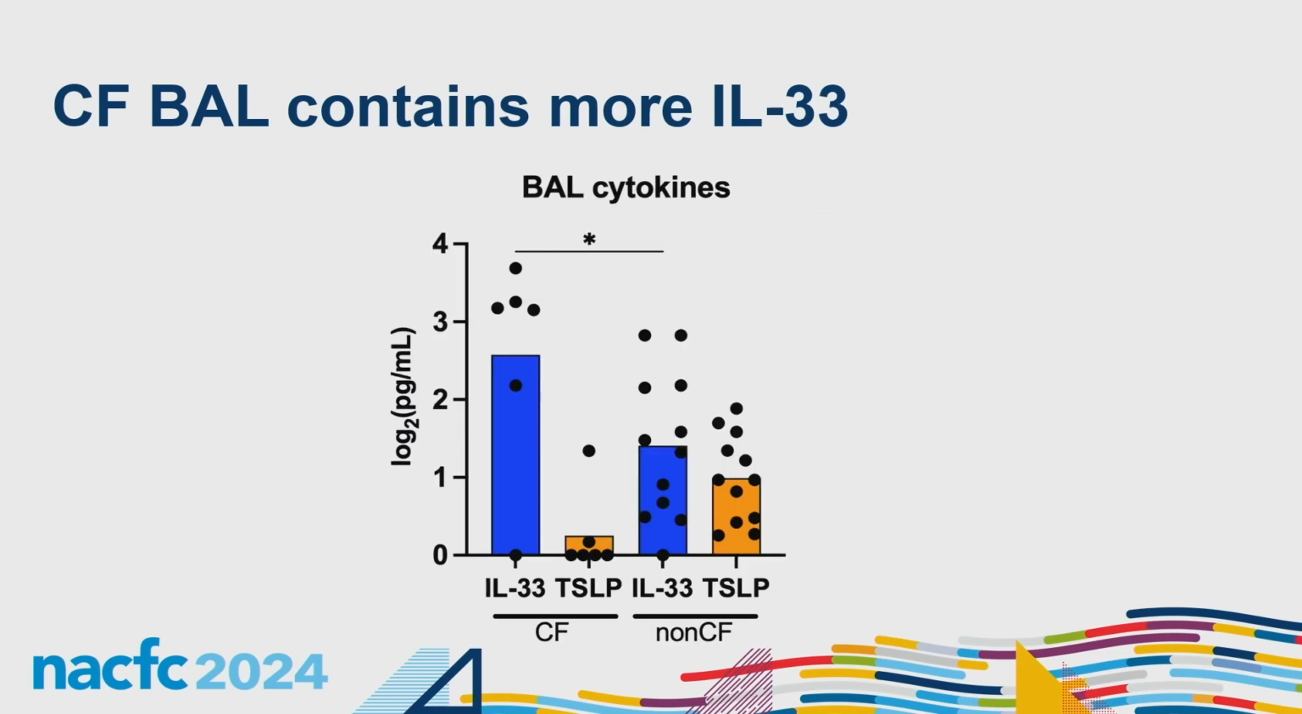We also looked specifically for IL-33 and TSLP in this group, and in agreement with the data from the German group from before ETI, we found elevated levels of IL-33 in the BAL compared with non-CF subjects. And again, these are people who are not experiencing any significant disease burden. The TSLP levels trended towards being higher in the non-CF group, but they were generally low, and the differences were not statistically significant.